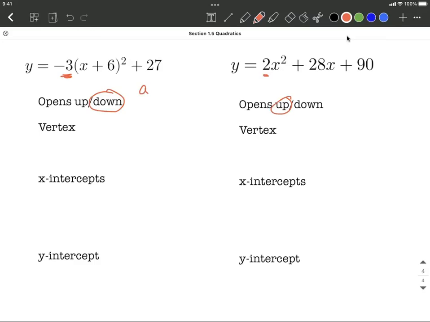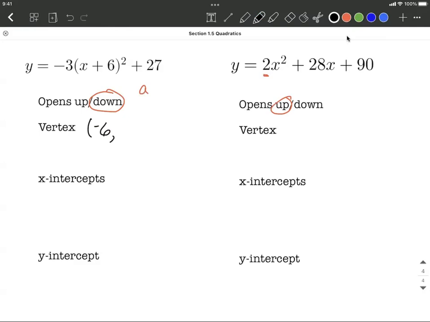Next, let's think about finding the vertex. The vertex on the left-hand side is actually pretty easy. At least I like to think of it as easy: the x squared graph has been moved around. This flips it upside down, and this would be a vertical stretch, thinking about transformations. But when we attach a number directly to x, that's a horizontal movement. We're adding directly to x, and that works the opposite direction you think it should. Because we're adding, instead of moving to the right, it moves to the left 6 units.